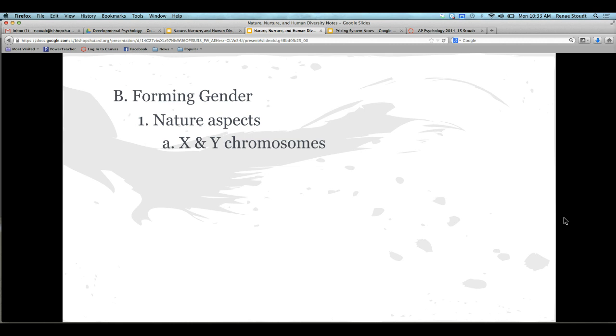X and Y chromosomes obviously are the nature aspects. When that sperm and that egg came together to form you, everybody has which of these, X or Y chromosomes? Everybody has which one? X. So Y chromosomes determine which gender? Male. So obviously the Y chromosome you get from your mother or your father? Your father. The Y chromosome comes from your father. If you are a male, then you get a Y chromosome. Obviously, if you're female, you get 2 X chromosomes.